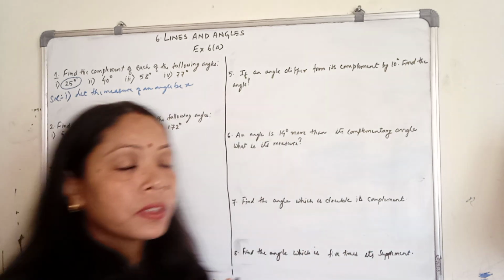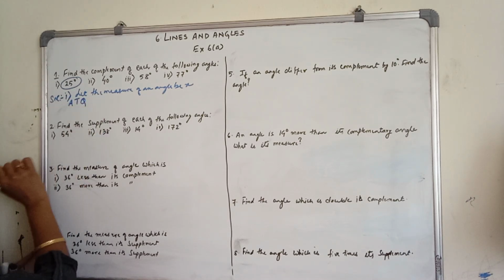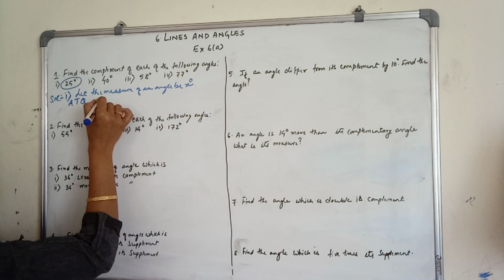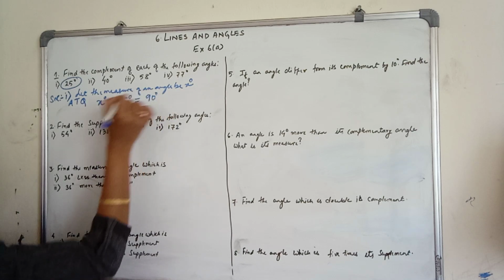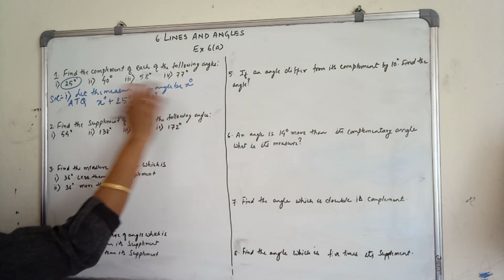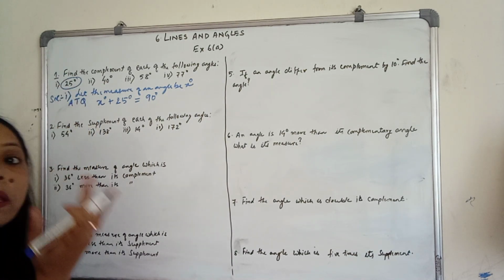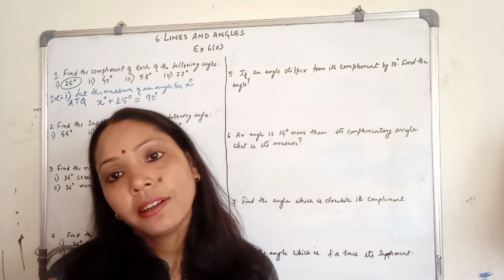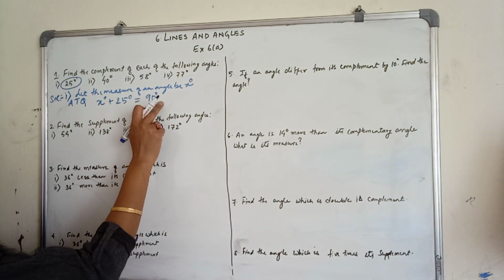That is the complement. So according to the question, x degree plus 25 degree is equal to 90 degree. Why am I using this x plus 25? 25 is given. I have to find the complement of what? Complement of 25 degree. That is why x plus 25 equals 90 degree.